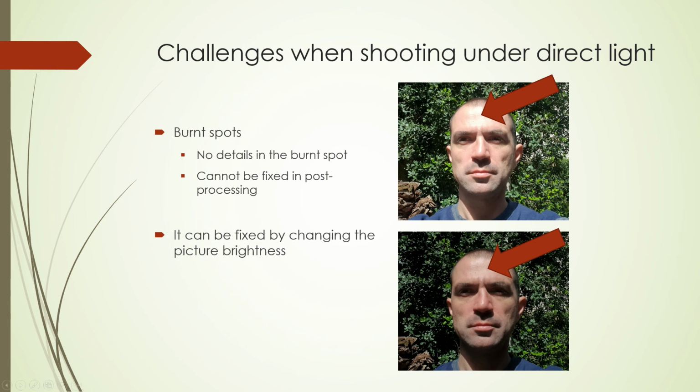So in this example, I turned the brightness of the picture down, and we can compare the two pictures. The picture below is much darker. So what is the effect? What did we gain by this darkness of the picture? But for the sake of the technical explanation, the burn spot is almost gone.